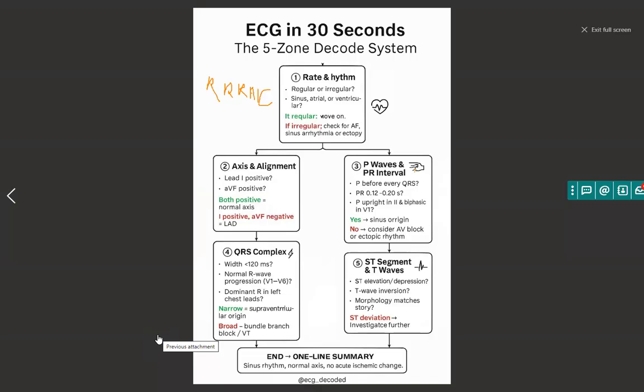Well, it's not done for you because you've got to find the P wave. So absolutely not done for you. But in some ECGs, it will tell you a sinus rhythm is present, or sinus arrhythmia is there. And then you're looking at the regularity.